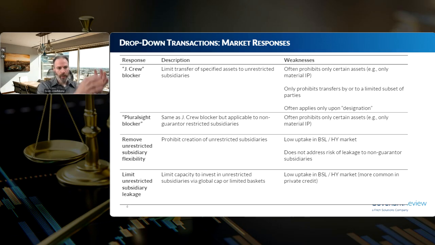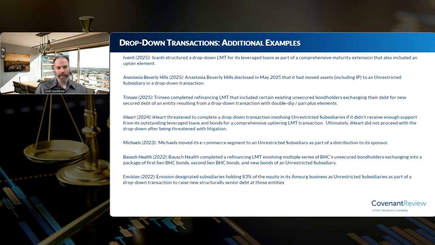The designation is, we have a restricted subsidiary. We're going to call that from now, henceforth, you are an unrestricted subsidiary. That's a designation. Transfer is moving assets later. And we've seen some situations where that has really made a difference, and sponsors and issuers have really taken the view that designation and transfers are legally distinct concepts. So when we flip to the next slide, Ian's going to talk to us about some additional examples of dropdowns, but one of them on the list is Envision. And Envision did a dropdown with its AmSurge business.